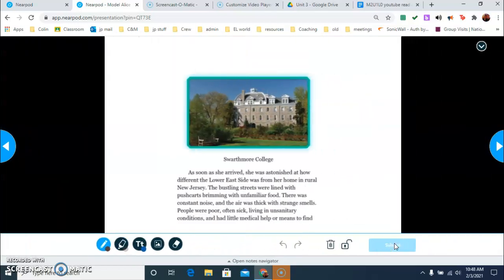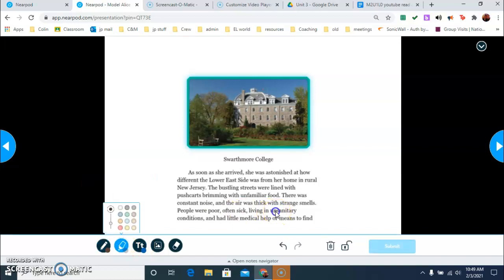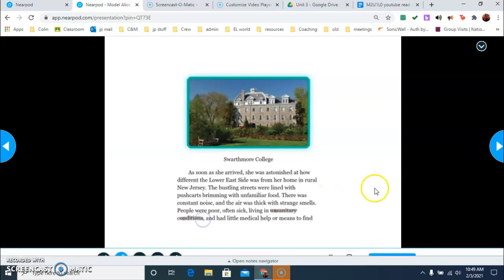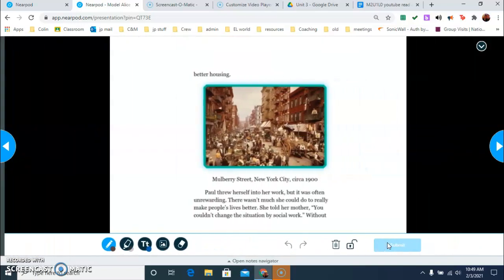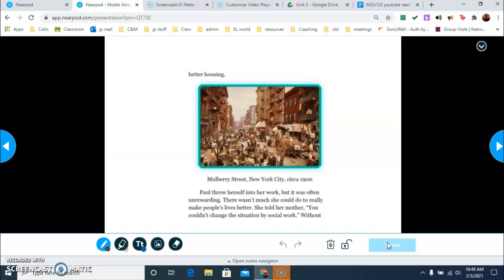As soon as she arrived, she was astonished at how different the Lower East Side was from her home in rural New Jersey. The bustling streets were lined with pushcarts brimming with unfamiliar food. There was constant noise, and the air was thick with strange smells. Try to picture it. People were poor, often sick, living in unsanitary conditions, meaning not clean, and had little medical help or means to find better housing. Not much on this page, we'll hit submit. There's a picture of it.